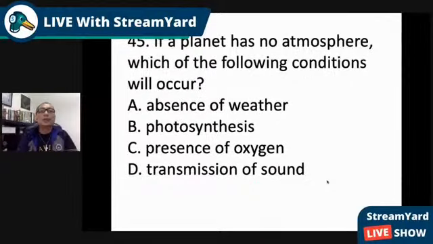45. If there is no atmosphere in the planet, what will happen? Which of the following conditions will occur? What will happen to the planet? Will there be absence of weather, photosynthesis, presence of oxygen, or transmission of sound? Kung walang atmosphere yung planet, which condition will happen?